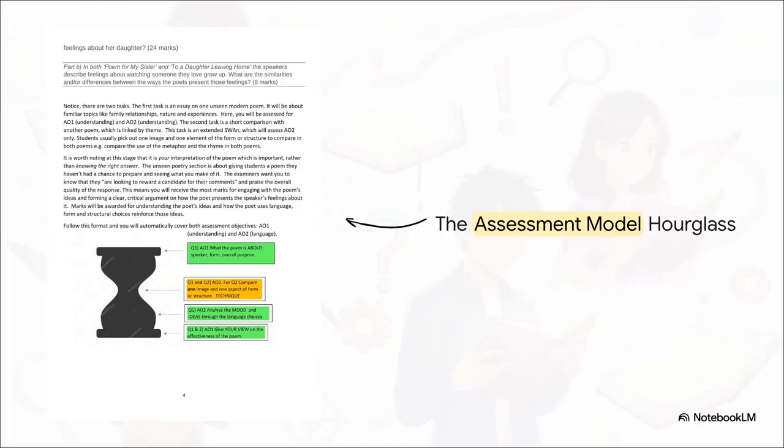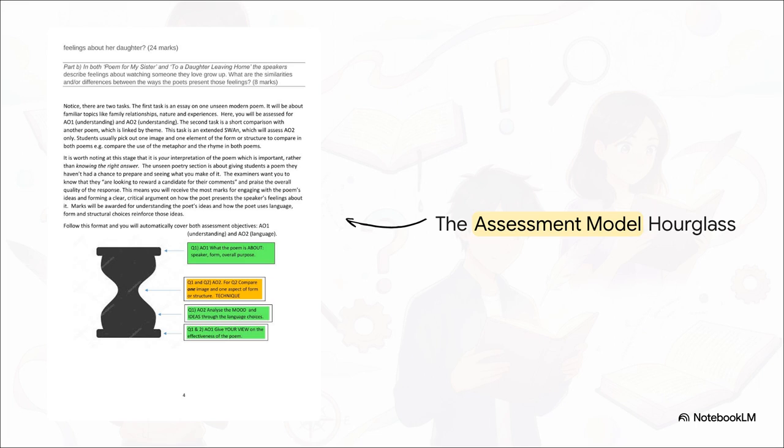The whole assessment model acts just like a giant hourglass. It literally dictates the flow of your exam response. You start wide at the top with AO1, looking at what the poem is broadly about. Identifying the speaker and grasping those big ideas. Then you narrow down into the middle of the hourglass.